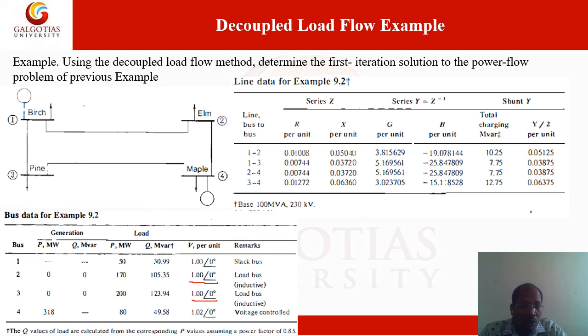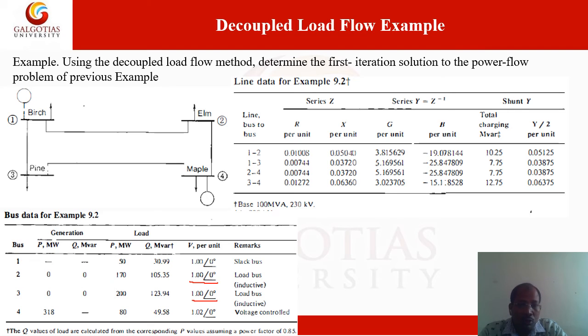Then what is the order of J11? You know that J11 depends on the voltage angles. So the voltage angle at bus number 2, at bus number 3, and at bus number 4: del 2, del 3, del 4 we have to calculate. Here three quantities are unknown, so we have to calculate this J11, which is 3 by 3, that is 3 rows and 3 columns.